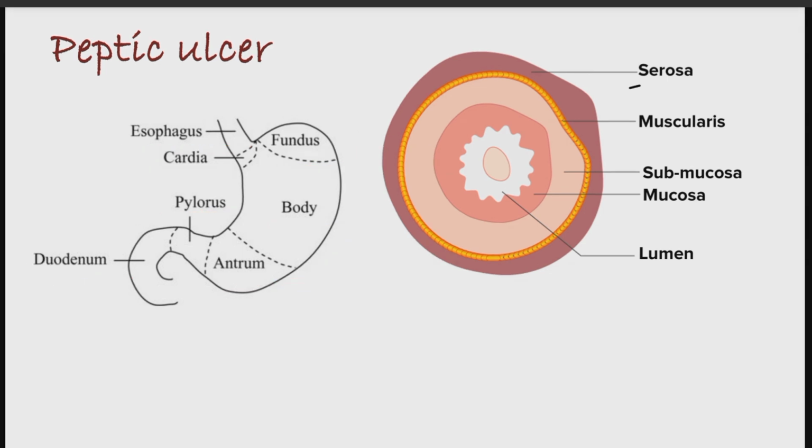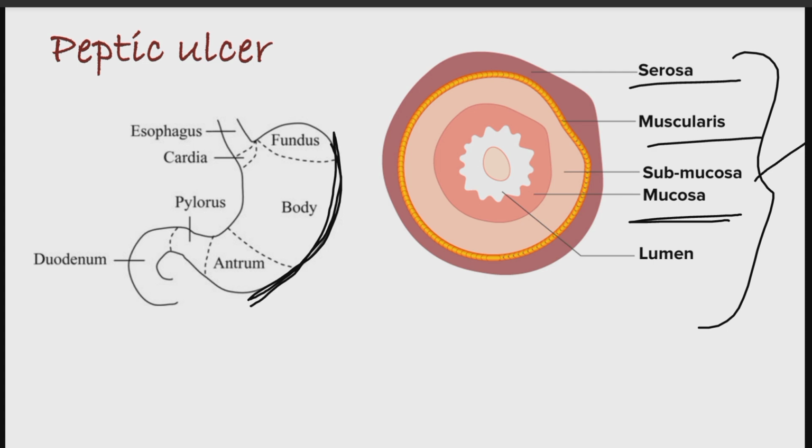So the layers are serosa. Serosa is followed by muscularis and then submucosa and the innermost mucous membrane or mucosa. So this mucous membrane is the insoluble gel layer that will prevent the wall of the stomach from the corrosive effect of acid and the proteolytic effect of pepsin. It will prevent the wall of the stomach and all these layers from the pepsin and the acid.